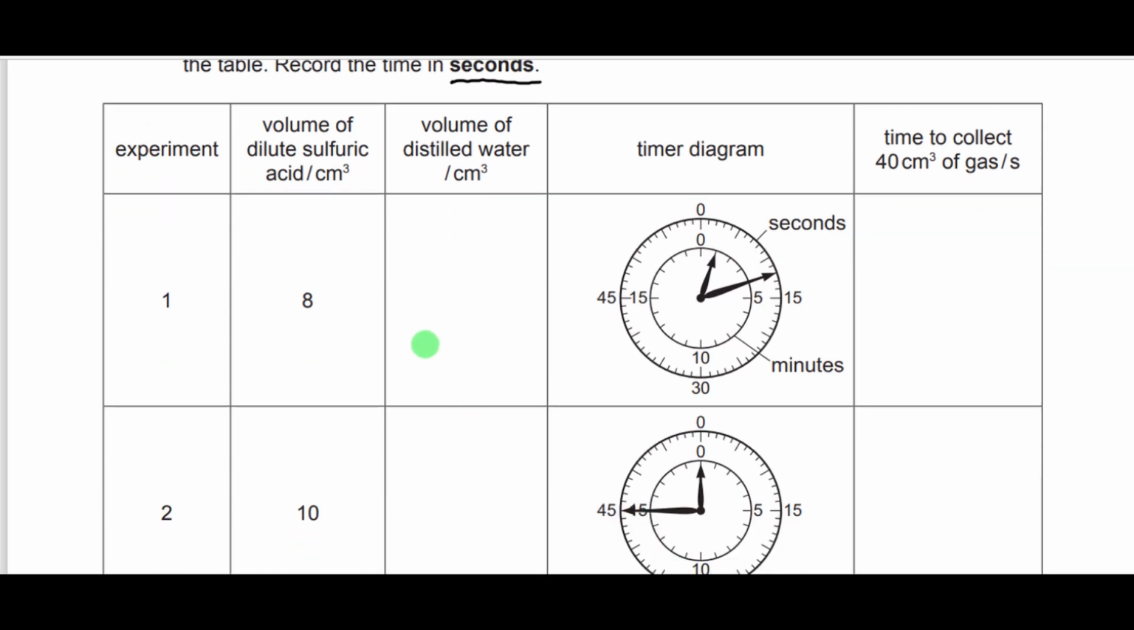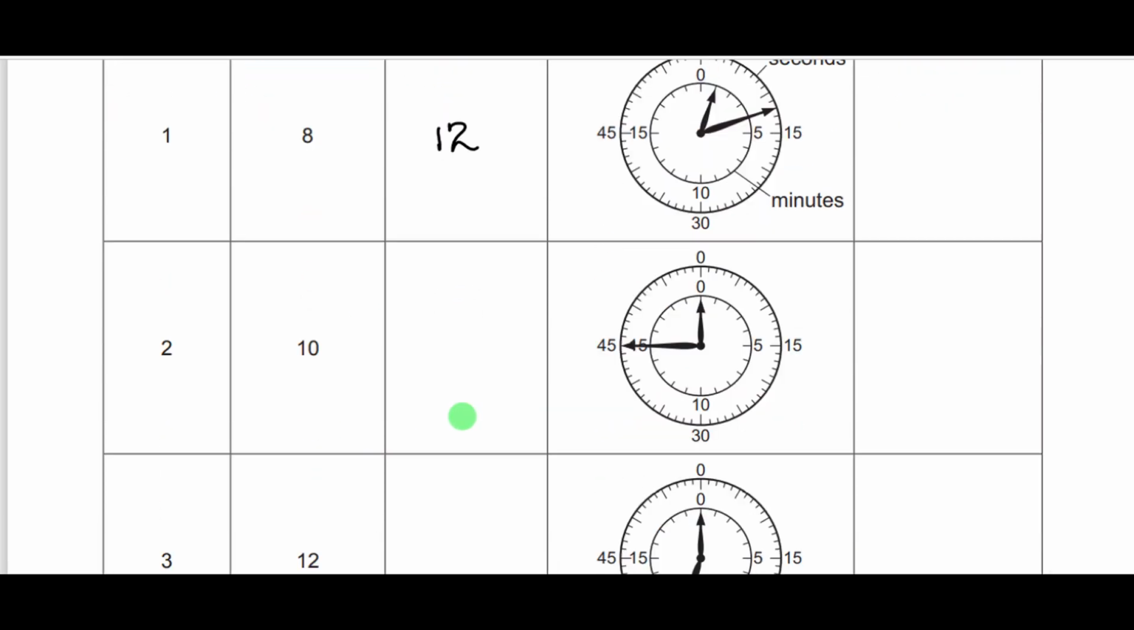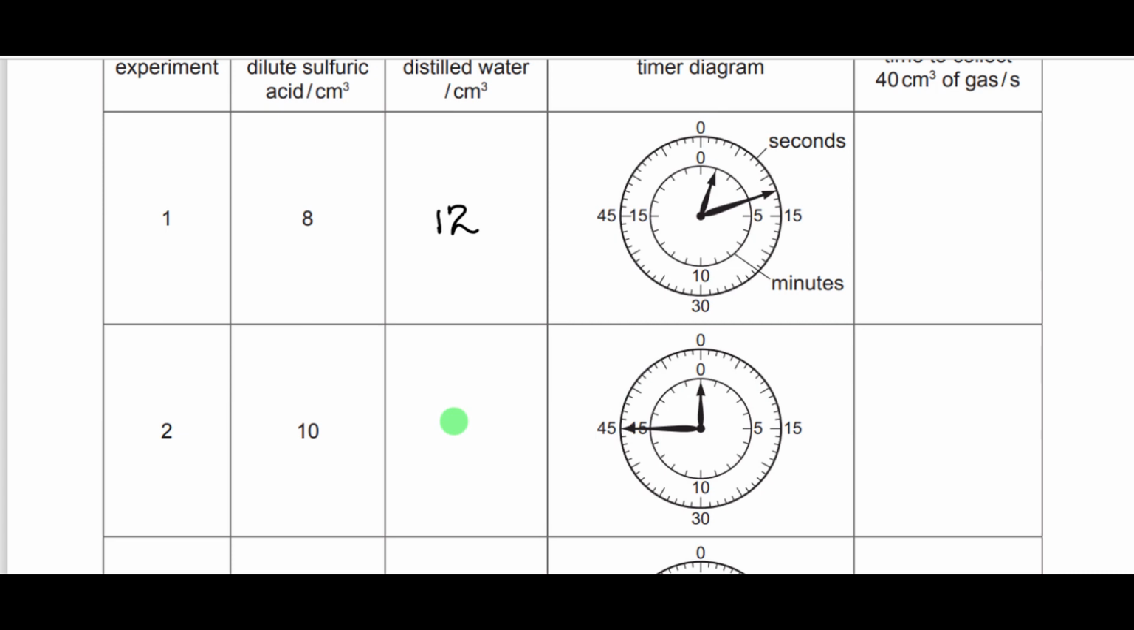Since we know the total volume of the sulfuric acid solution and water must be 20 cm³, here sulfuric acid is 12. Here, sorry, sulfuric acid is 8, so water will be 12. Whereas here it is 10, so water will be 10. 10 plus 10, 20.